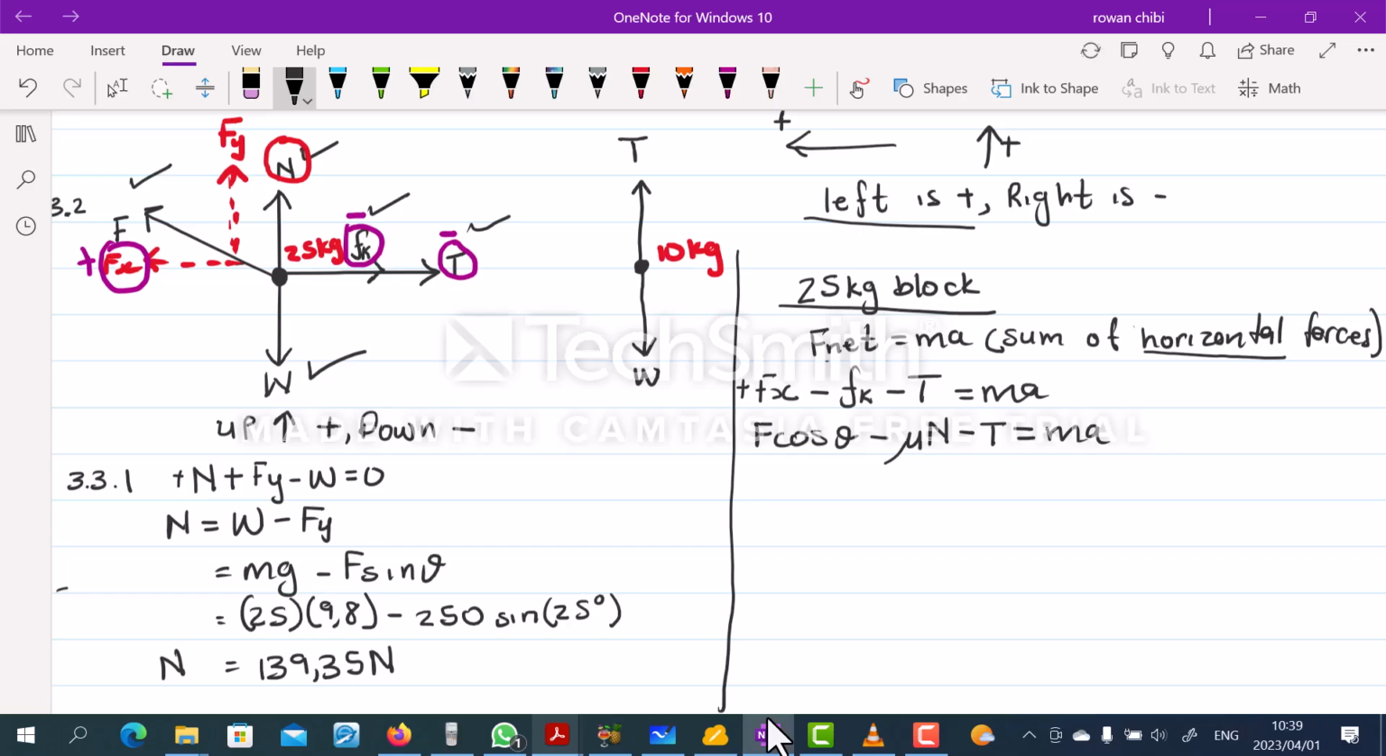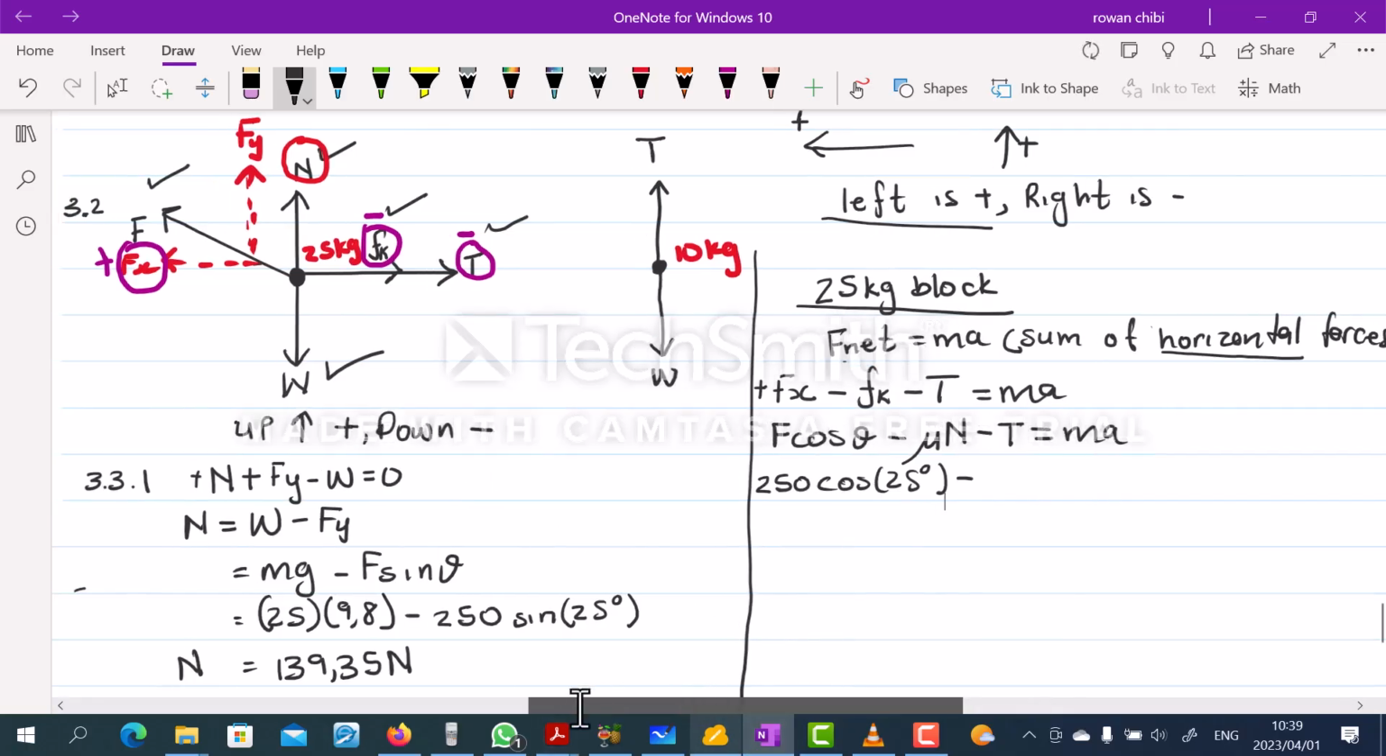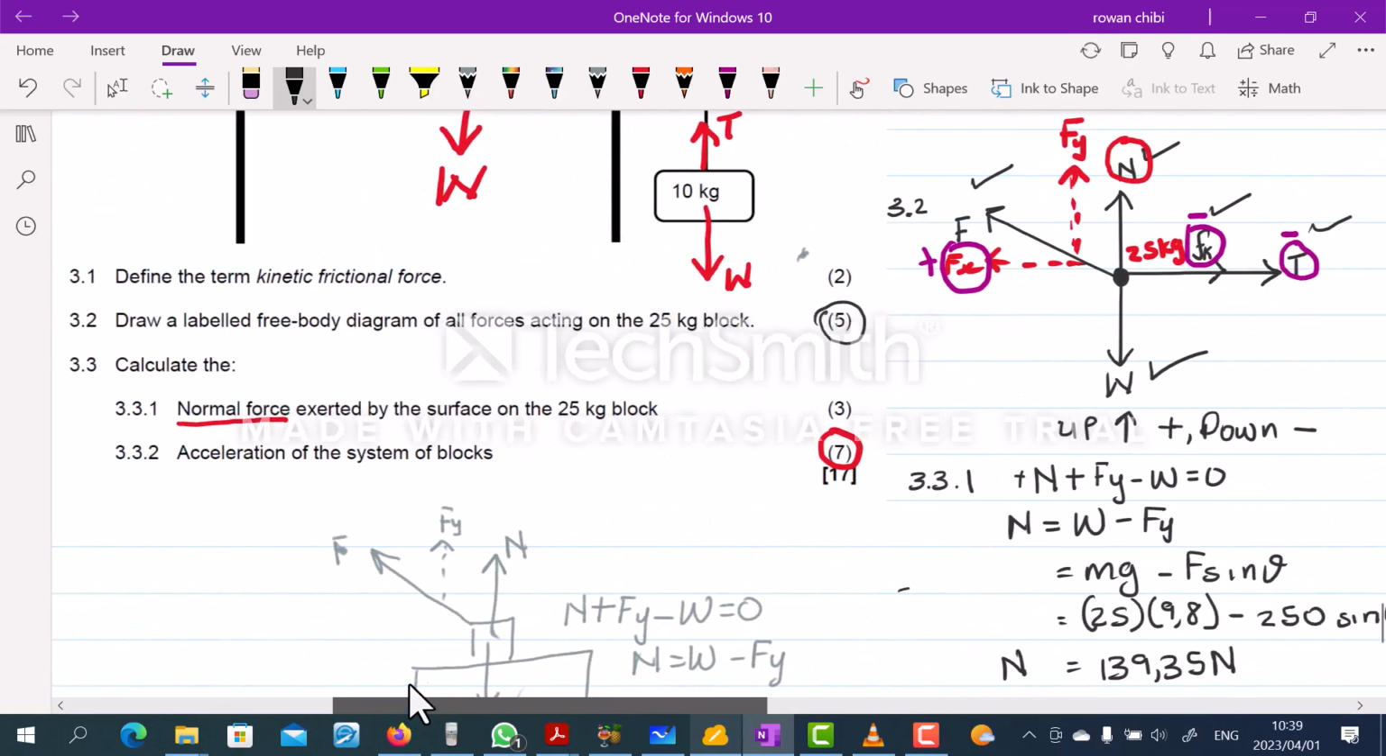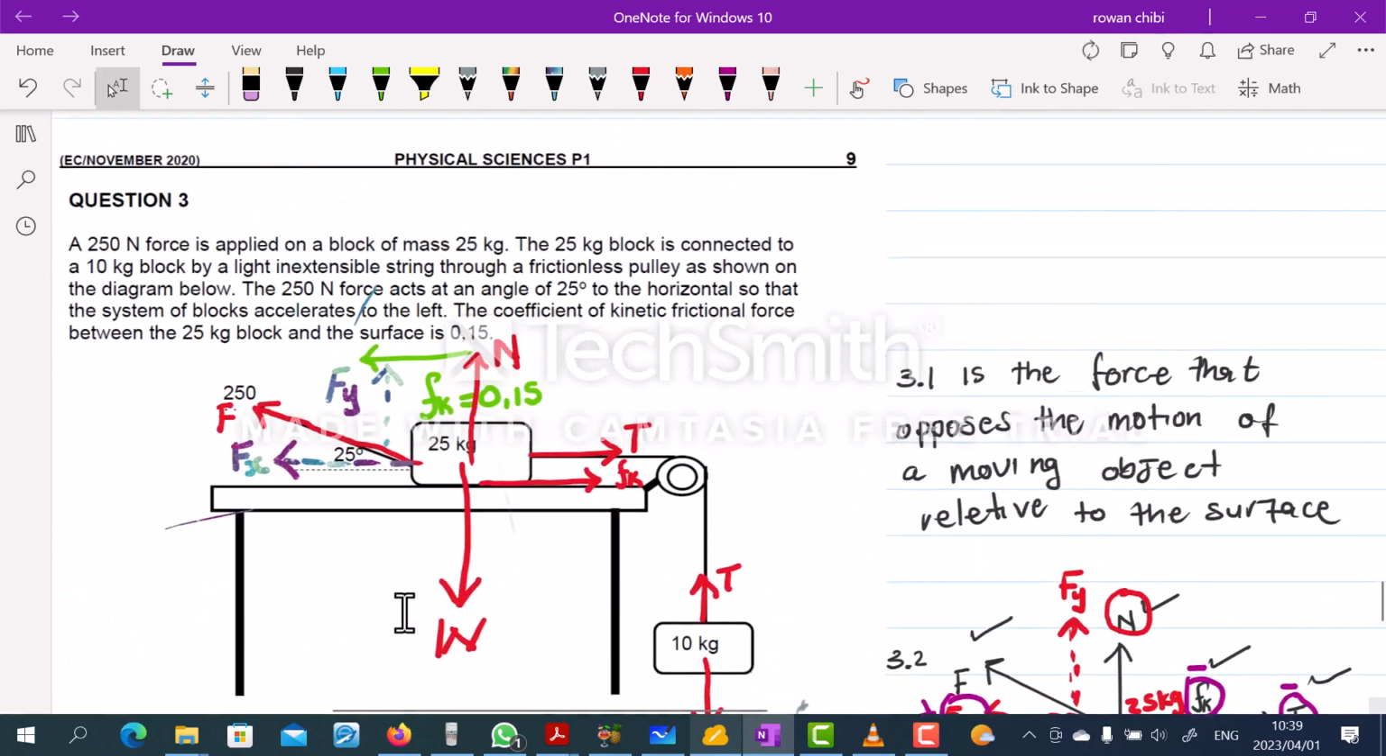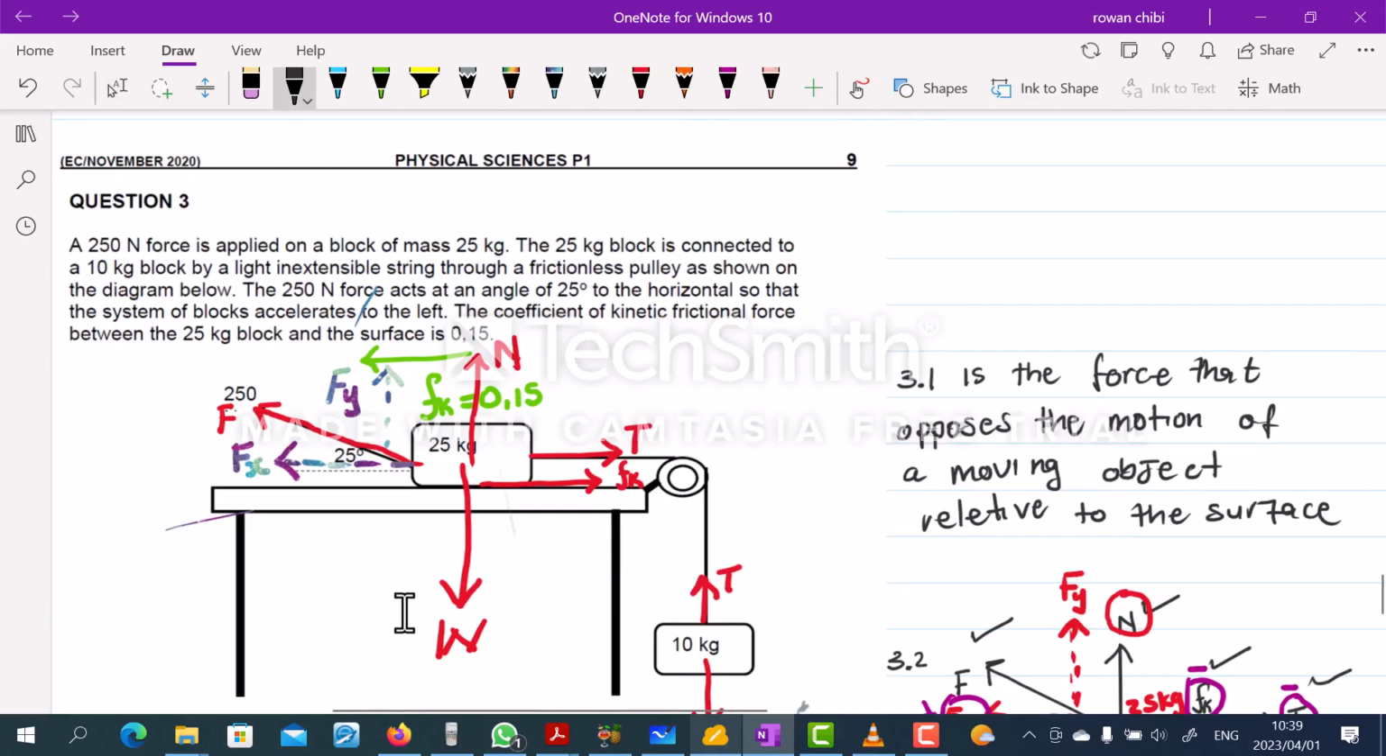So we're going to substitute now for all these that we know. We know the force is 250 newtons. Cos, we know the angle is 25 degrees, minus. They gave us the kinetic coefficient. I think they said it's 0.15. The kinetic coefficient, yeah, they said the kinetic coefficient, here it is, it is 0.15. That is the coefficient of the kinetic frictional force.